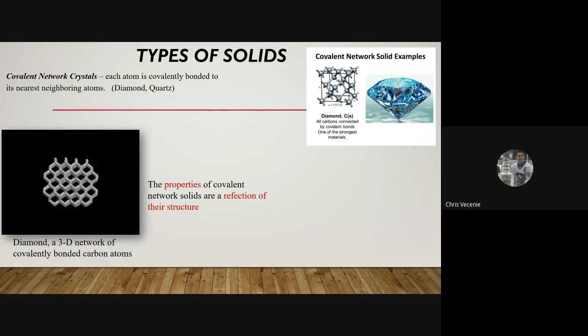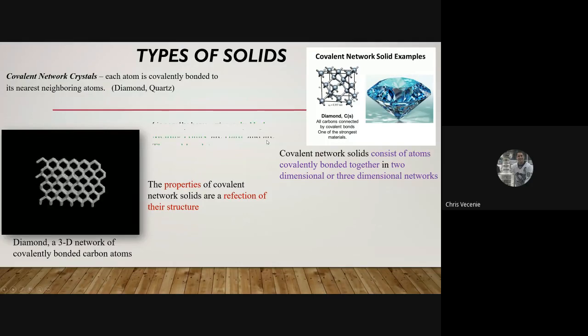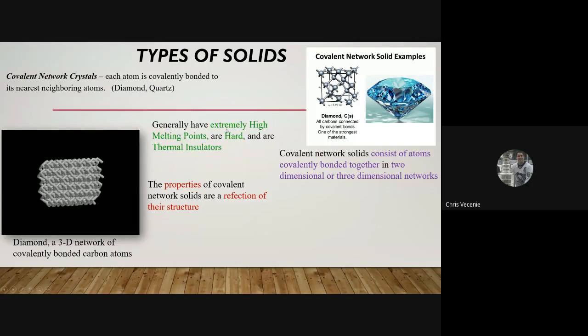And covalent networks come in two types. They can be two-dimensional. They can be three-dimensional. We keep it simple in Gen Chem. If you want to learn all about that, take AP next year. But in general terms, covalent network solids have atoms that are covalently bonded in two-dimensional or three-dimensional networks. They have really high melting points because there's so many connections. They're very, very hard, which makes them great insulators because the lack of motion means we can't conduct things well.